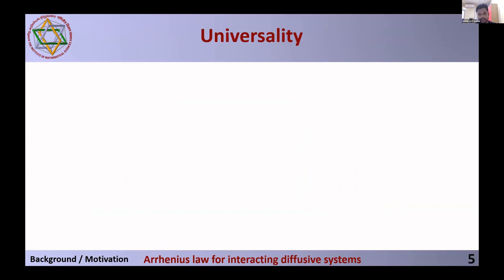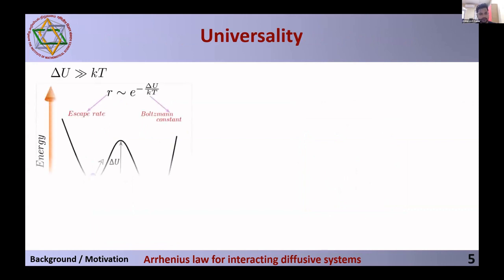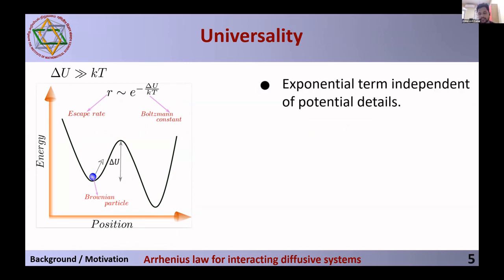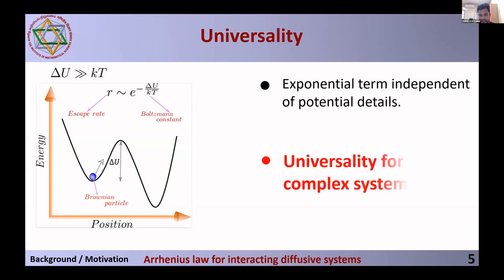What is so special about Kramers' escape rate formula? We can see that the exponential term in the formula only depends on the height of the potential barrier confronting the Brownian particle. It doesn't depend on any other intricate details of the potential landscape. For example, it doesn't depend on the curvature of the potential landscape. It is this universality that has attracted researchers over the years, and people have investigated this universality in the case of complex systems as well.